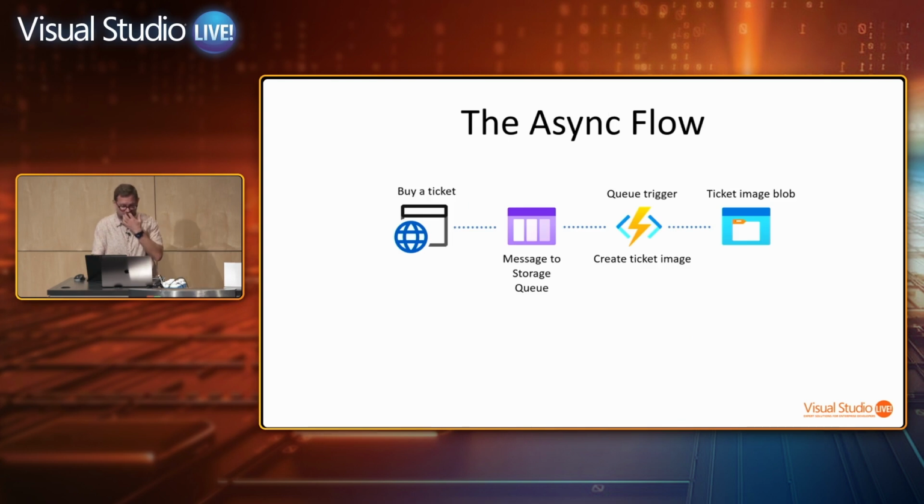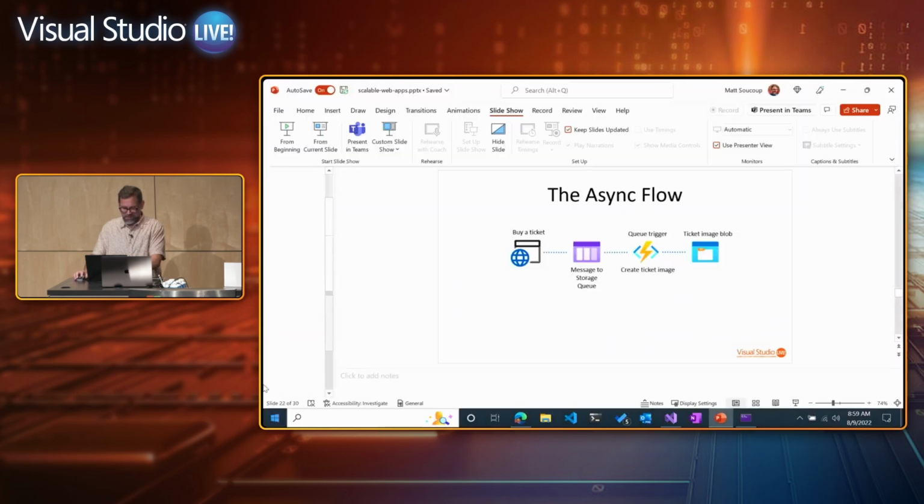The async flow that I want to do is I want to buy a ticket like we just showed. I'm going to pop it into a message queue, a storage queue. And then I'm going to have a queue trigger, an Azure function, pick that queue up, create an image out of it, pop that into a ticket image blob. And then once it's in that blob, anybody can go and view it. Or not anybody, just me, because I've logged in and I have a key. So let's actually see how that's going to happen.